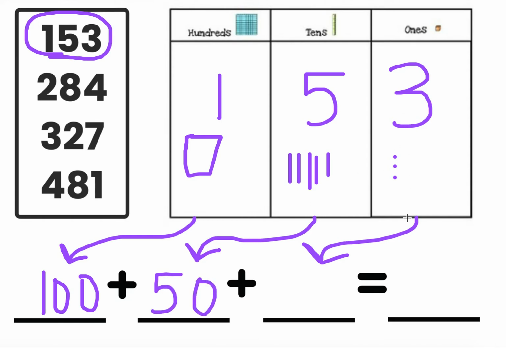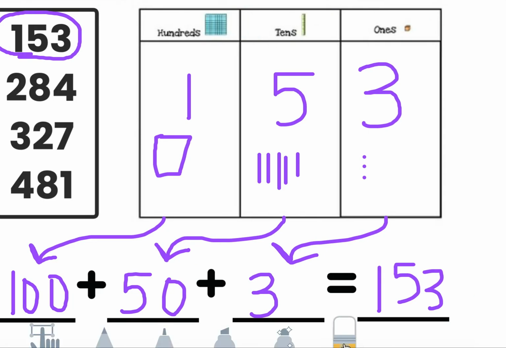And now I can bring down my 3, and I know that that's just 3 ones, so I can actually bring down my 3. Now I have 153. And 100 plus 50 plus 3 equals 153. That's how we turn our standard form into picture form and expanded form. Let's do a couple more examples together.